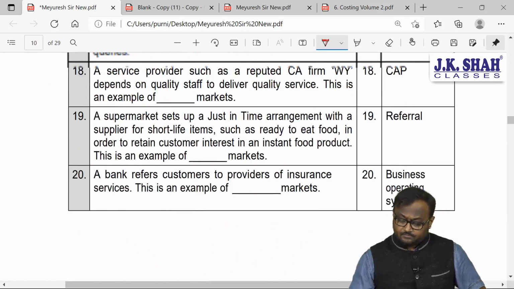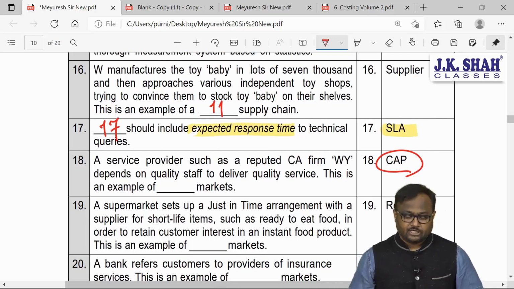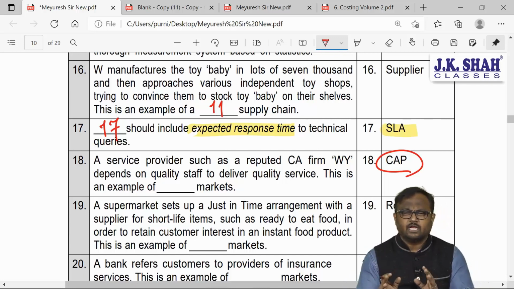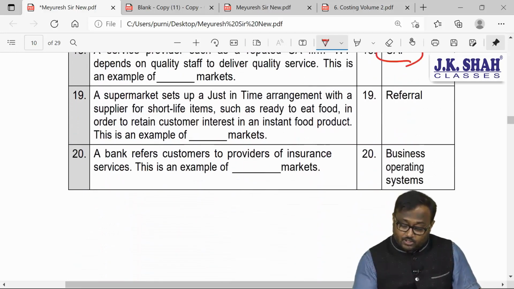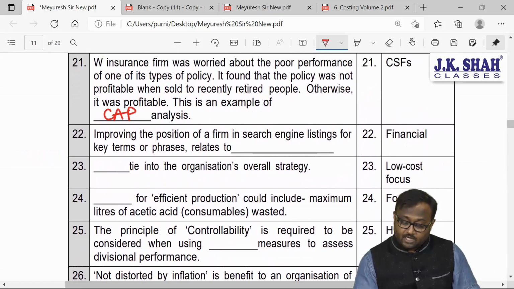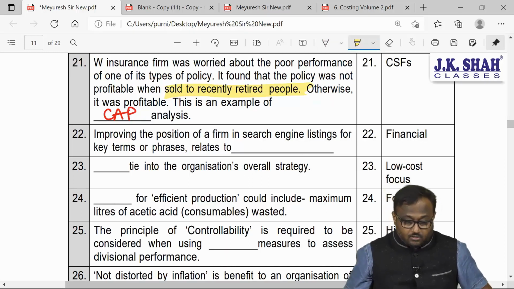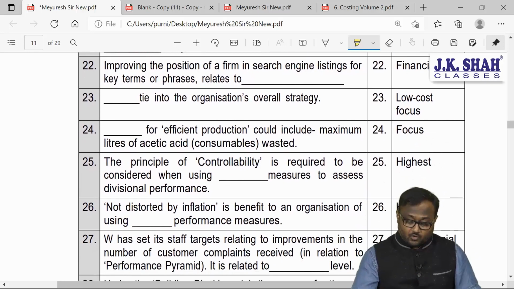gap analysis. Gap analysis basically stands for highly sensitive but accurate quantitative analysis of the entire structure. See, your policy is not a loss-making policy for all. It is only loss-making when it is sold to retired people. So we need to carry out the highly sensitive and accurate quantitative analysis before you go for this. 22.